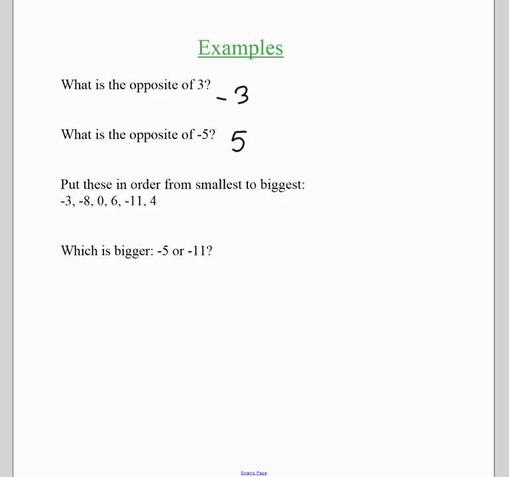So let's put these in order from the smallest to the biggest. Again, smallest is the furthest away from 0. So in this case, negative 11, that is the smallest. Negative 8 is the second smallest. Then negative 3, then 0, then 4, then 6. So again, be really careful. With integers, the bigger the actual number part gets, the further away from 0 it is, which means it's the smallest. So for example, which one's bigger, negative 5 or negative 11? Negative 5 is bigger because it is closer to 0.